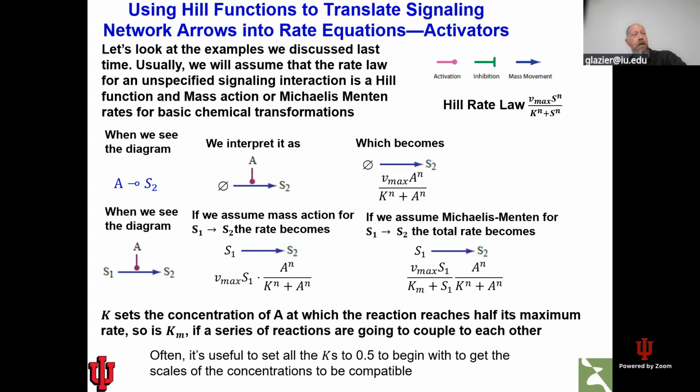Or a diagram where we say S1 goes to S2 and that reaction is promoted by A. That would be in a signaling network. Suppose that we don't know anything else about the system except that diagram. Our first thought might be, well, if we just have the diagram and we don't know anything else, there's no way we can convert that into a computable model.